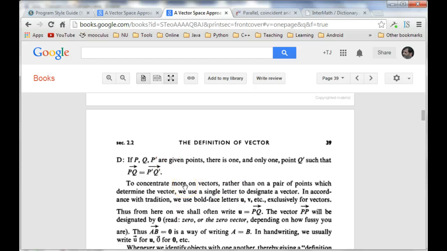And this is a good point too. If we have a vector that starts at point P and ends at point Q, and then we pick another point in space, P prime, there's exactly one point, Q prime, that will make the directed line segment P prime Q prime parallel to the directed line segment PQ. So there's only one way to make an equivalent vector.